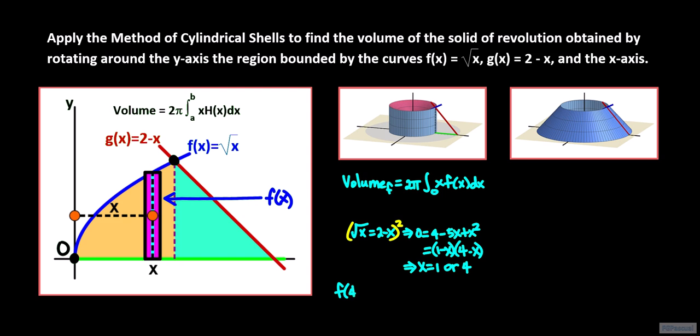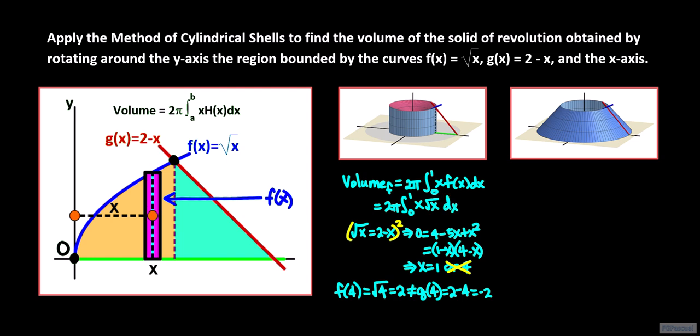F of 4 equals the square root of 4, which is 2, and this isn't equal to g of 4, which is 2 minus 4, which is equal to minus 2. So the intersection cannot be at x equals 4. And so the upper limit of integration for volume sub f is 1. Therefore, volume sub f equals 2 pi times the integral from 0 to 1 of x times f of x, which is the square root of x, dx.